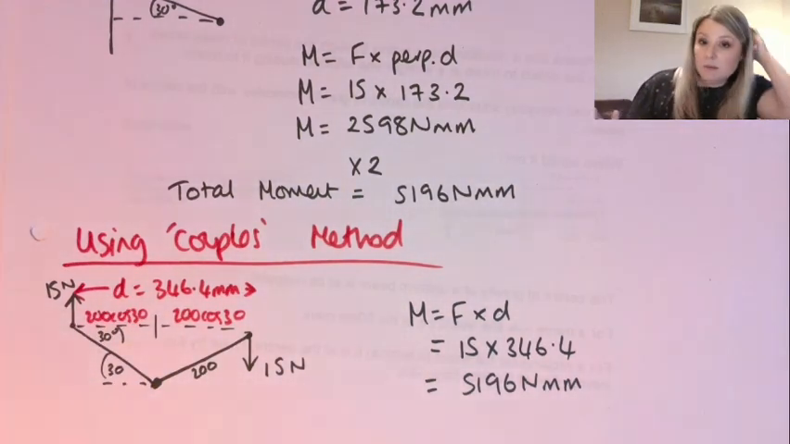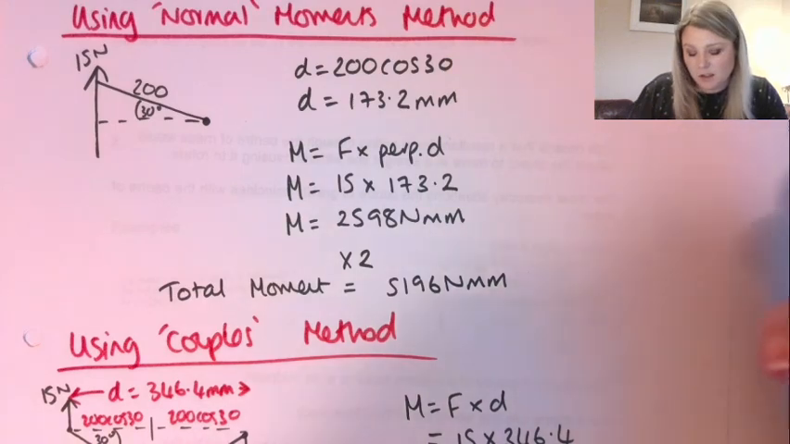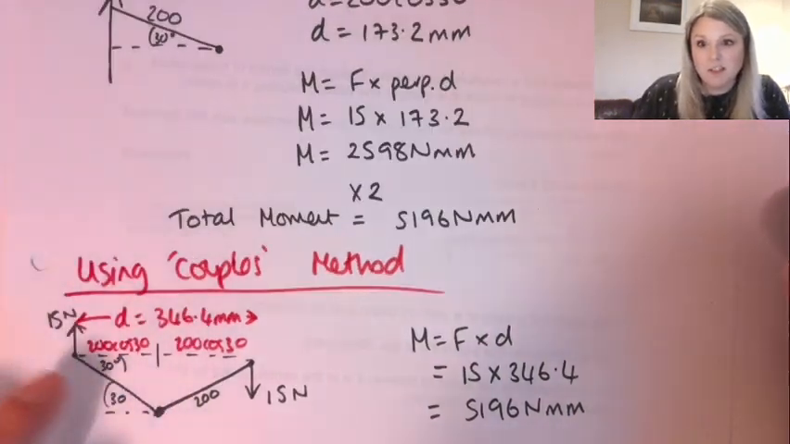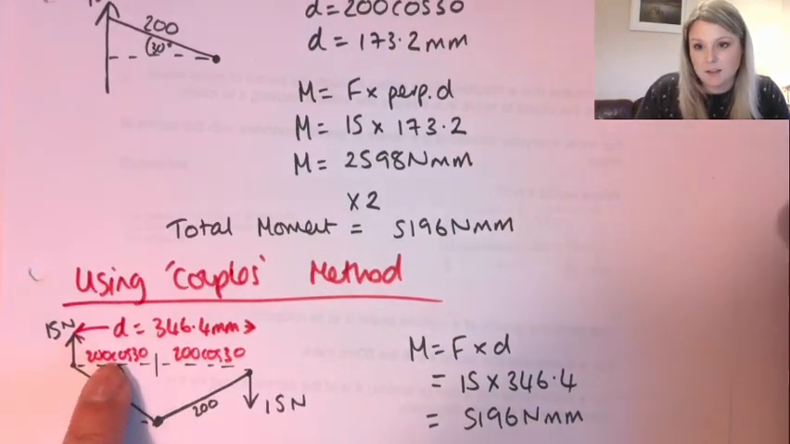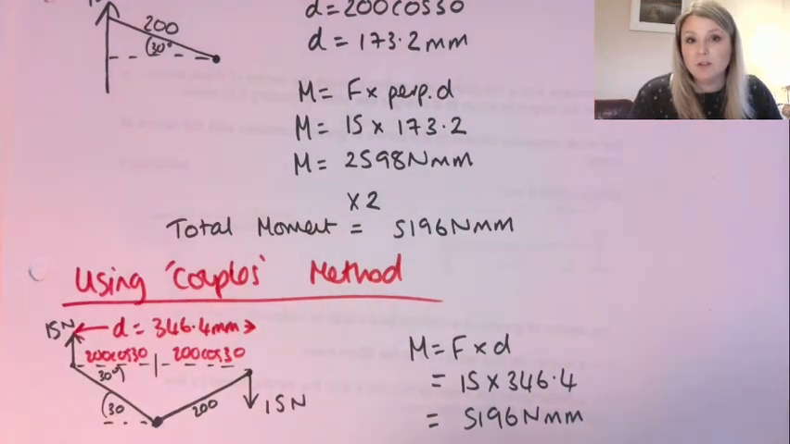So honestly, neither method is easier than the other. It kind of looks like this first one's got more working out, but it's just because we'd already done half the working out there for this one to get these resolved distances. So you can use either.